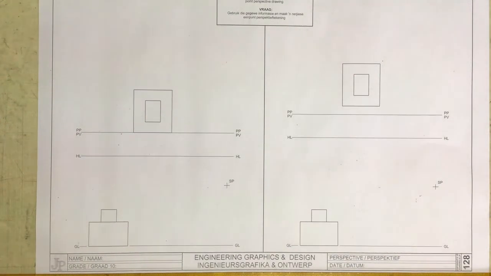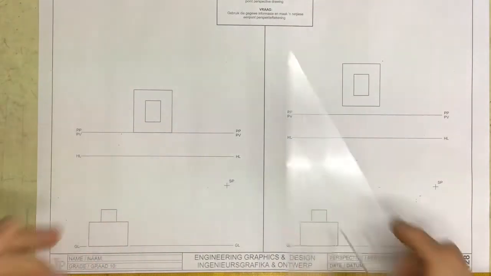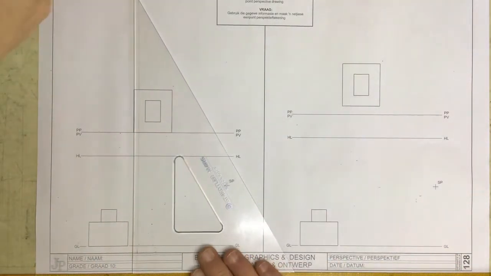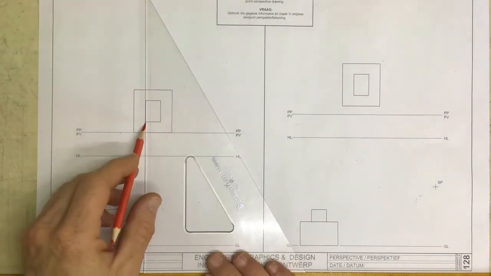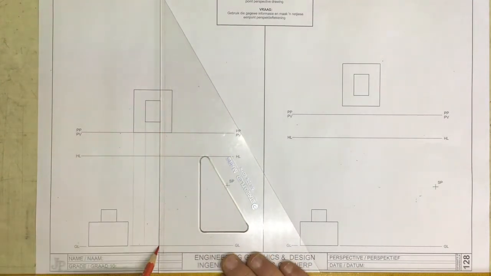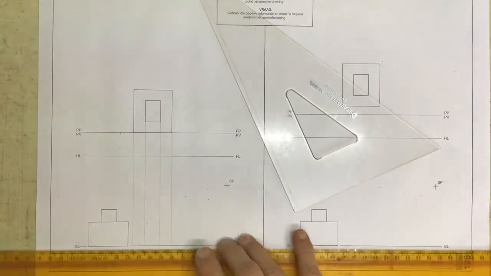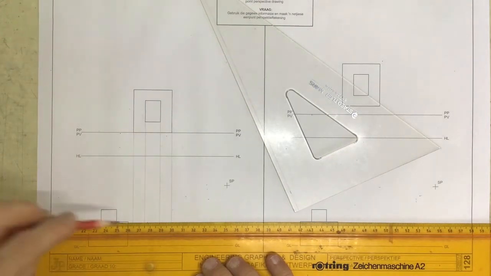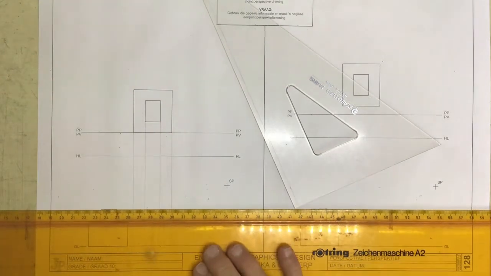Okay, they've asked us to do a two-point perspective drawing of this object over here. I've got a front view and a top view of it, and I'm going to drop some lines down from this top view over here. There are construction lines coming down from all of these corners to create that front view directly below the top view.